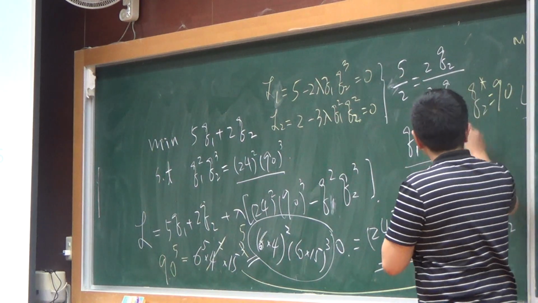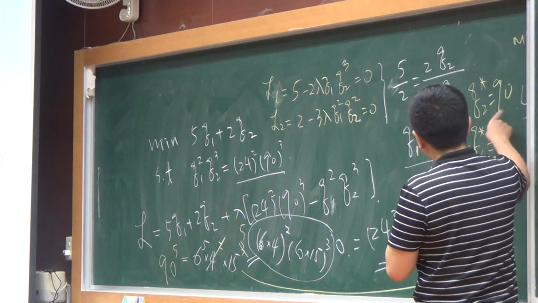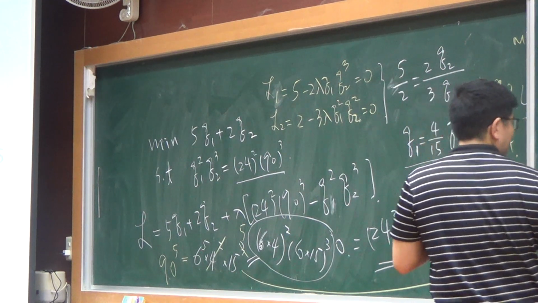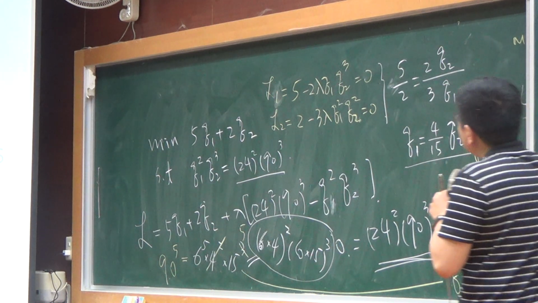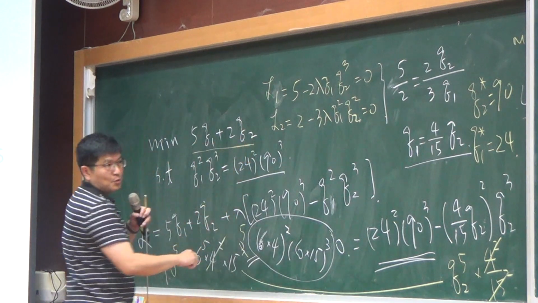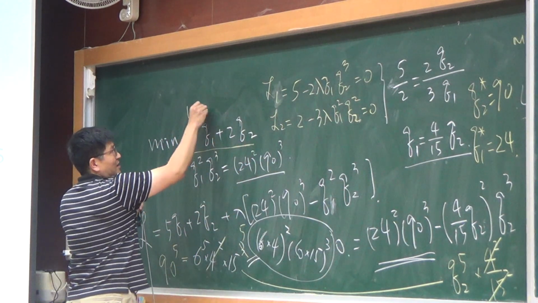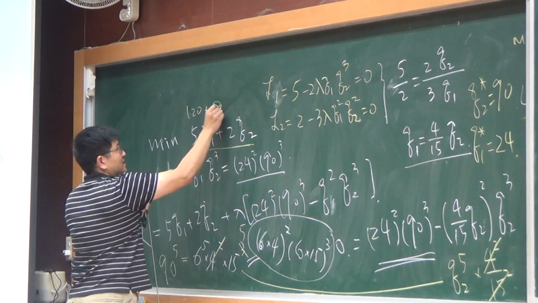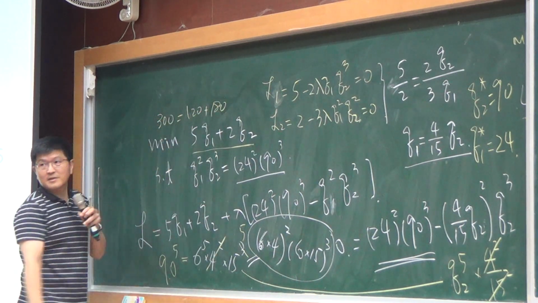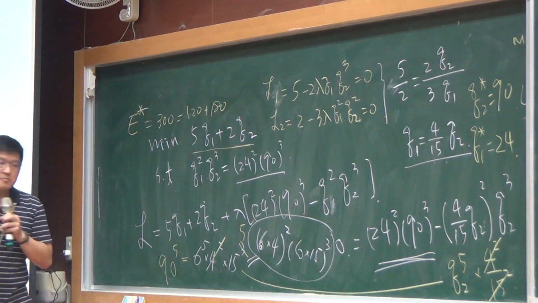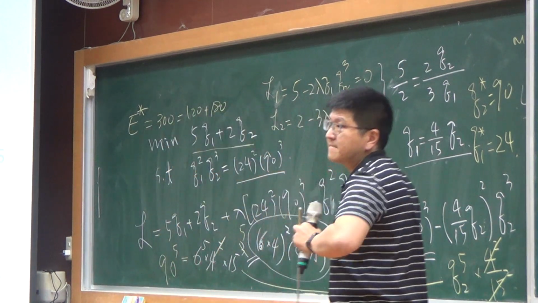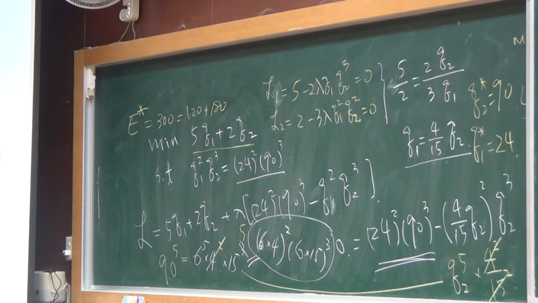And Q1 star would be 24. And the expenditure would be 120 plus 180, $300. So $300 would be the optimal expenditure here. Reverse problem, and we got the same solution.